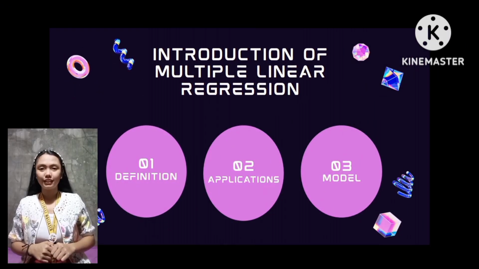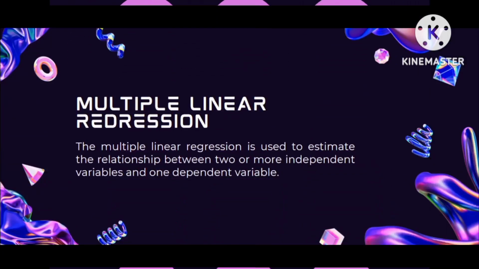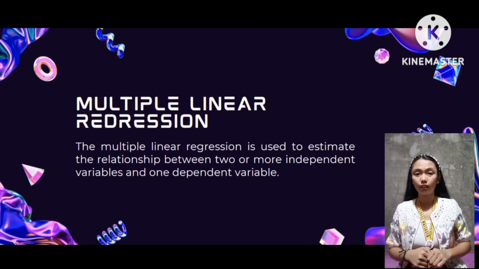Now let's properly start our discussion about multiple linear regression. First, let us define what multiple linear regression is. Multiple linear regression is used to estimate the relationship between two or more independent variables and one dependent variable.